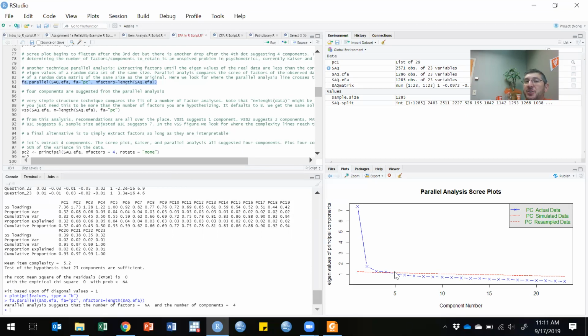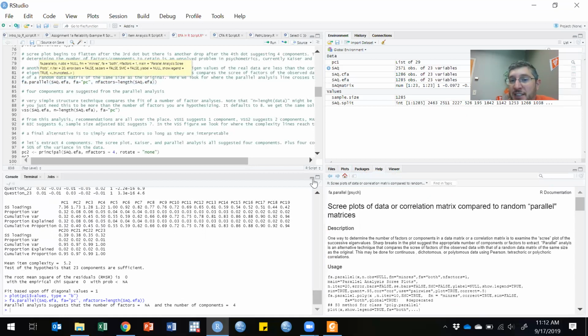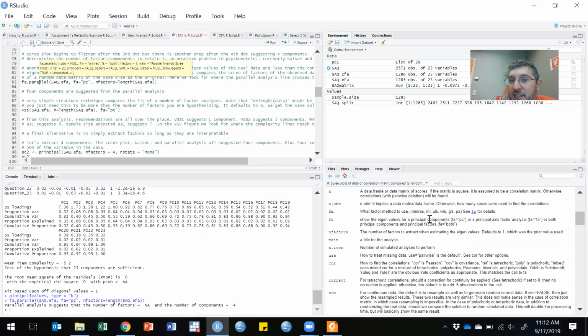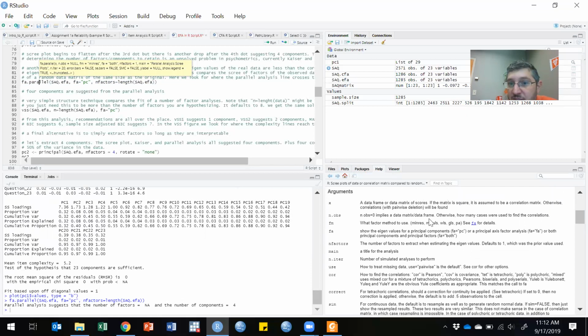It'll also do different types of estimation methods too. You can look at the help menu for parallel analysis to see what type of extraction method you want it to use. You want to show eigenvalues for the principal components, principal axis factors, or both. There's another extraction method. There's several other ways.